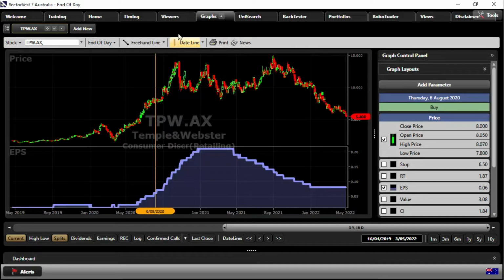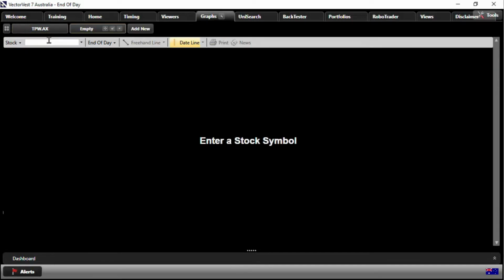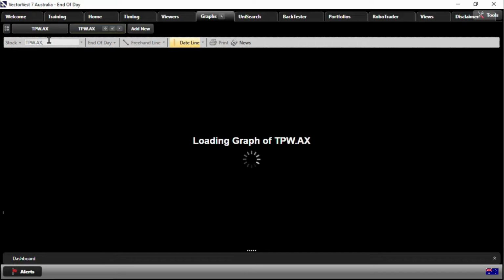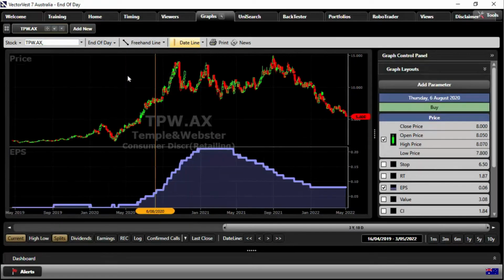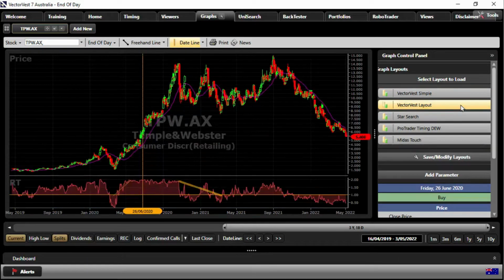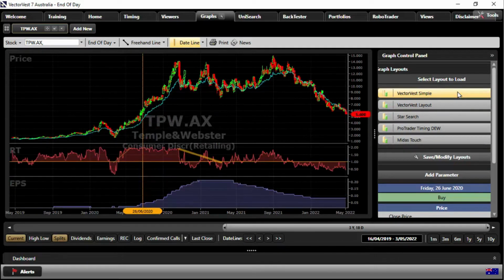All right, so on your graphs tab, add new, and then you can type in tpw.ax and press enter on your keyboard, and it will load it up. What I've done here is I've just gone back in time, so you can see at this point in time here I've got the earnings on. In your graph layout, you can put on a VectorVest layout if you choose, or you can choose a simple layout. Just remove that there.